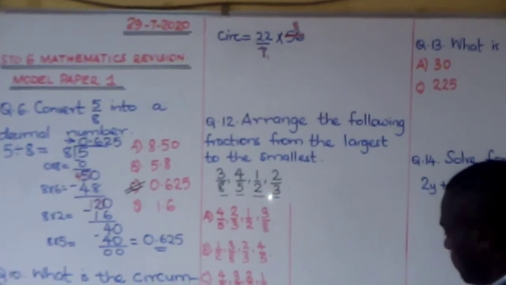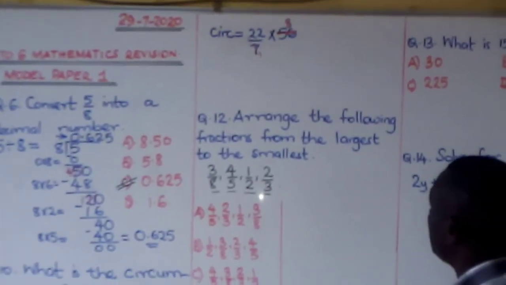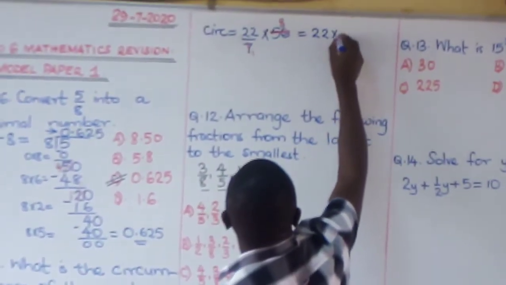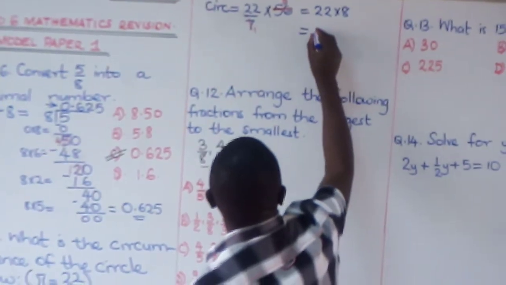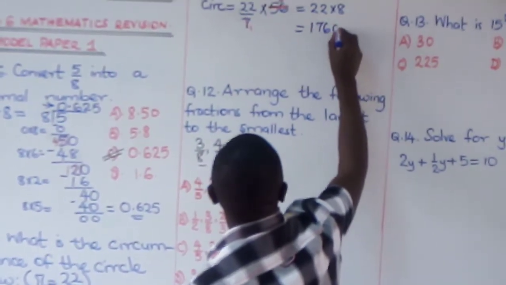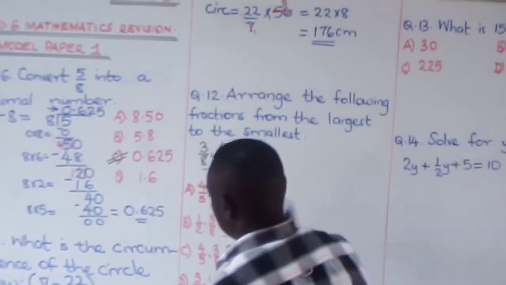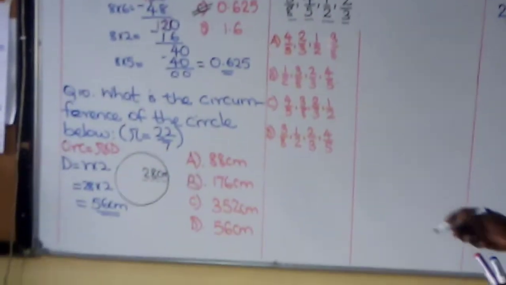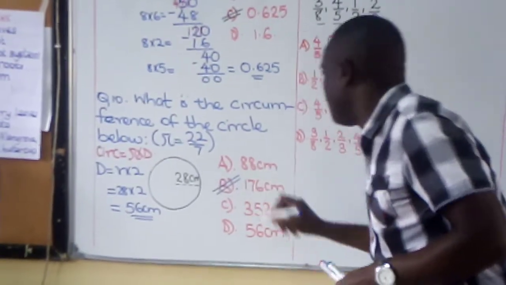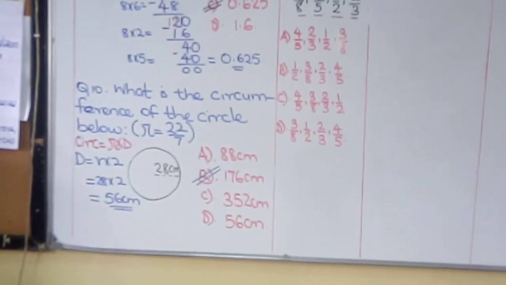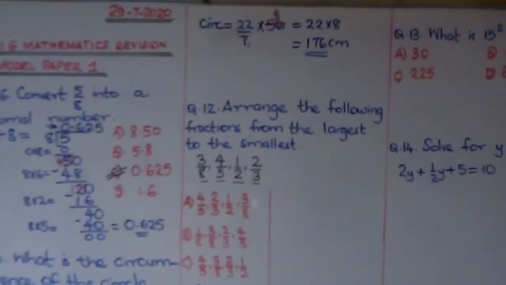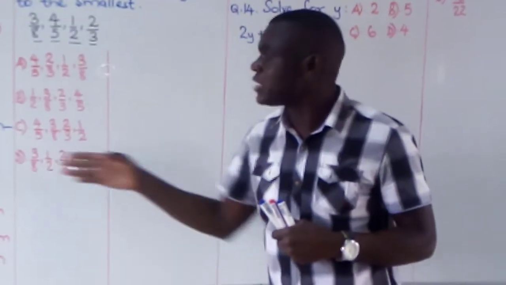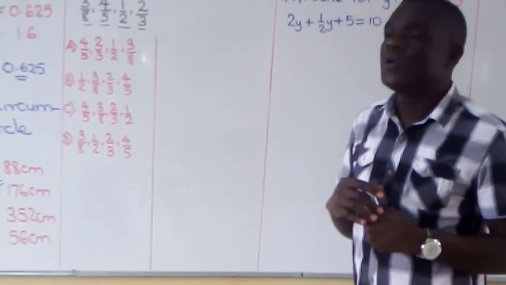When we multiply 22 by 8, we will get 176 centimeters. And that is the circumference. We come and check it on the multiple choices. And our answer is choice B. I hope you're following attentively. Please, boys and girls, you can try again some more sums asking for circumference.